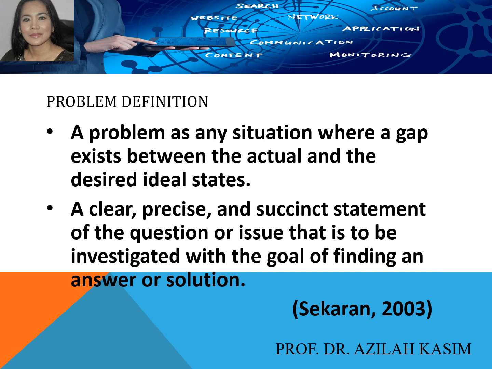So what is a problem definition? In doing an academic study, when we say problem, it is actually a gap of research. Gap of research here means a problem, a situation that exists between what's already known and what's desired to be known. So a problem is any situation where a gap exists between the actual, what's already known, and the desired ideal states, what should be known. So it has to be written in a clear, precise, and succinct manner.